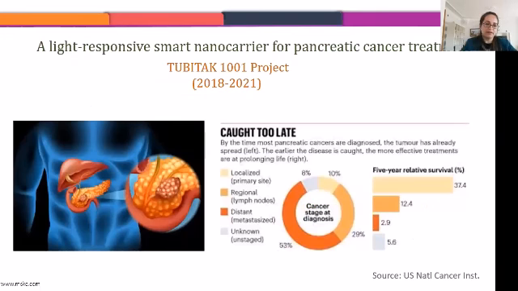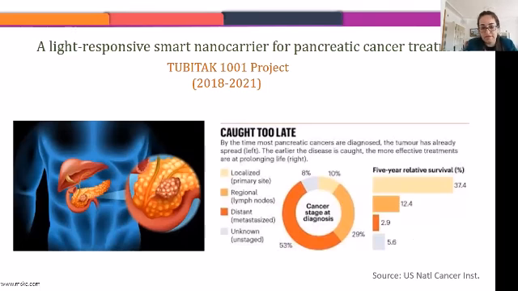Another one came from a company, Bionorm, in Izmir. We designed a smart nanocapsule for pancreatic cancer treatment. Sadly, pancreatic cancer is one of the worst cancer types in the world, where the 5-year survival is only 10% right now. It increased from 4% to 10% in the last 10 years.